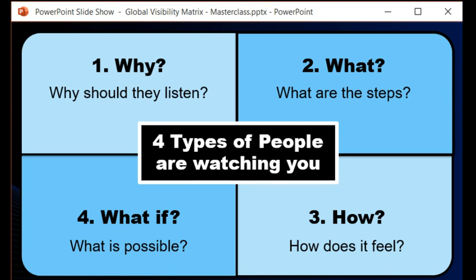They need to tap into their emotions. And this is where stories are so important, because when we're telling a story, people are going on a journey. When they go on a journey, they feel the excitement, they feel the story. And the fourth kind of person are the what if people.